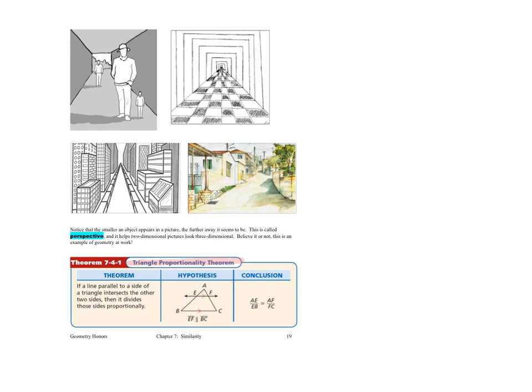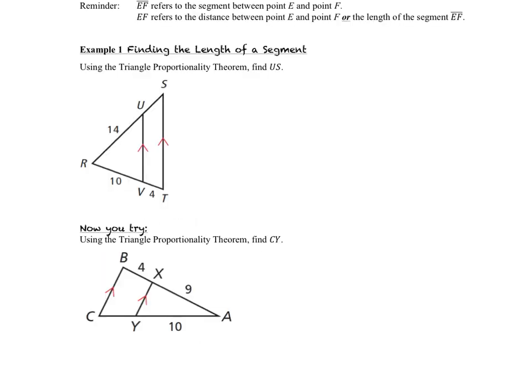Triangle proportionality theorem says if a line parallel to a side of a triangle intersects the other two sides, then it divides those sides proportionally. So here's my parallel lines. And what we're saying is this is going to create a proportion, like AE over EB is equal to AF over FC. And that's shown right here.